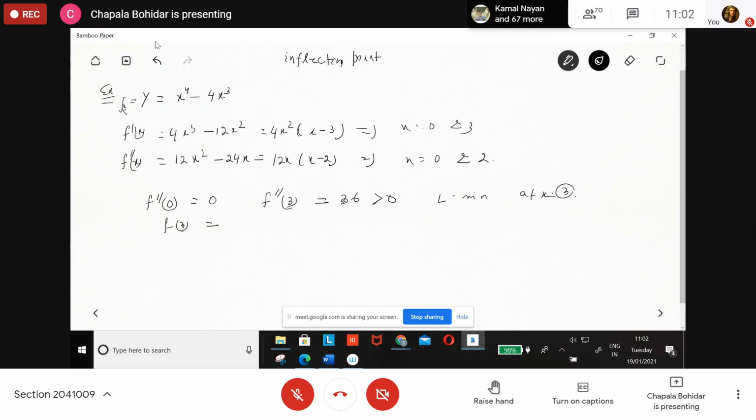Minus 27. Yes, it is. The value is minus 27. But at 0, I am getting 0. It is not less than 0 or greater than 0. So at this 0, we have no local minimum or maximum value.